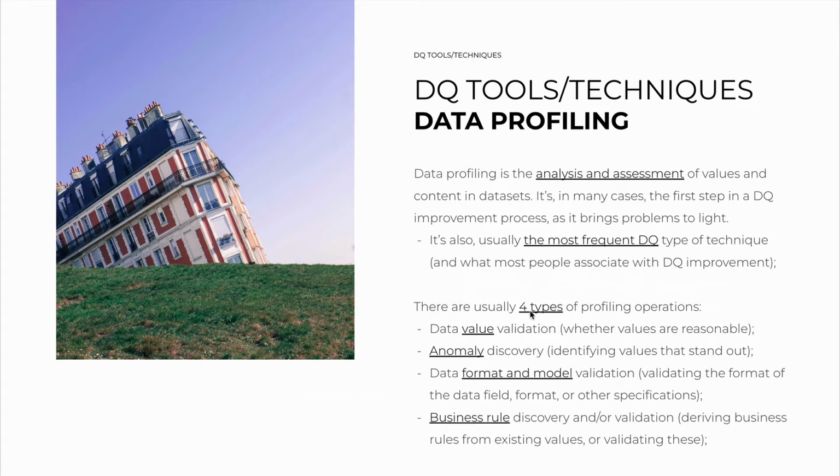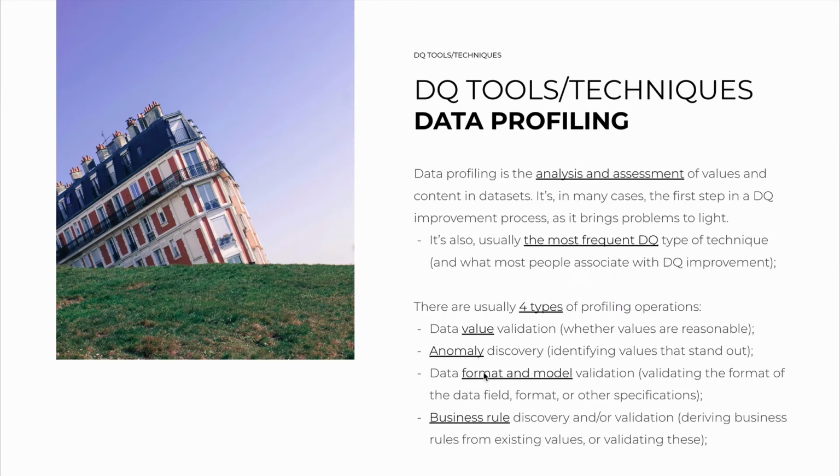There are usually 4 distinct types of profiling operations, each valuable for its own purpose. The first is data value validation. That is, given a set of rules that you have, figuring out whether the values in a database table or any dataset are reasonable or not. The second is connected to the first, and it's about discovering anomalies, also known as outliers. That is, when you know the values that fit in, you also know the values that stand out.